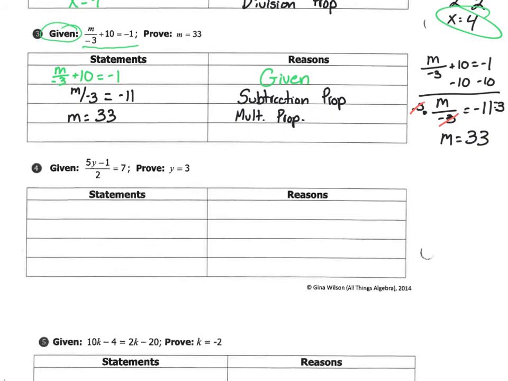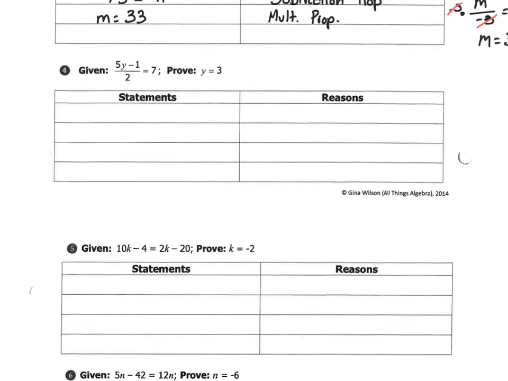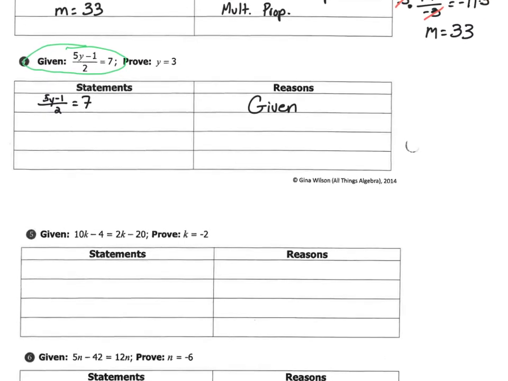Okay, let's go down to 4. So remember this given. This given is going to go down into that first box. So you'll write your equation, and then your reason would be given. Okay. So then we'll come over here and we'll write the equation.